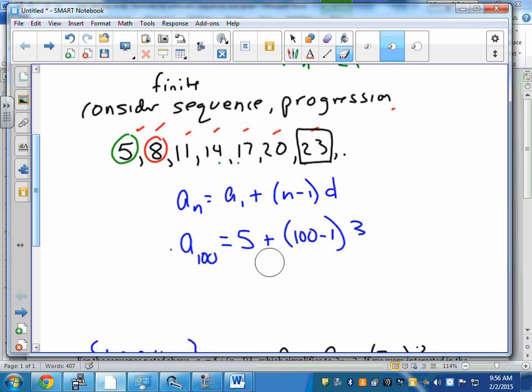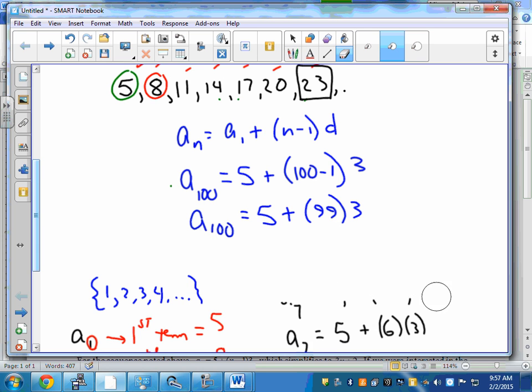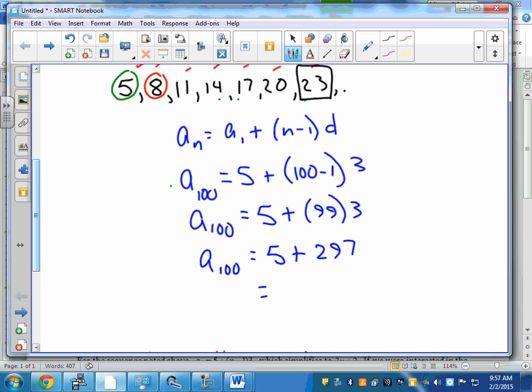Okay, so just simplifying that, I would get a sub 100. The 100th term in this particular progression is 5 plus 99 times 3. Make sure you use order of operations here. And you can use your calculator. I don't have any problem with that. Okay, so the 100th term is equal to 5 plus 297 or 302. Okay, so the 100th term of this particular sequence is 302.